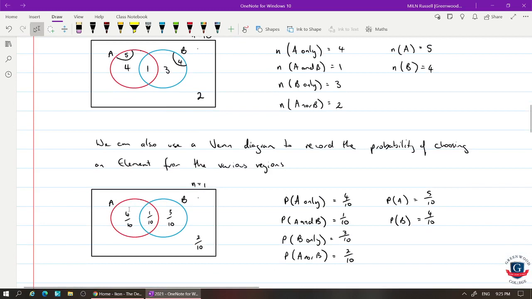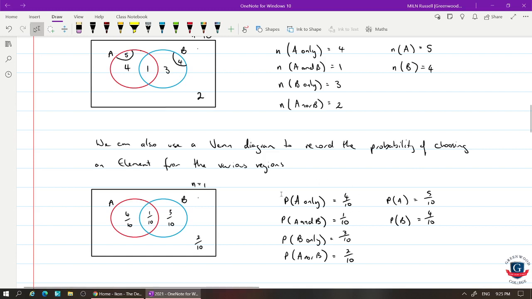The probability of choosing an element from A only would be 4 elements out of 10. For the intersection would be 1 element out of 10. For the B only segment, it would be 3 elements out of 10. And for none of the above, it would be 2 elements out of 10. And if I add these fractions up, they're going to add up to 1, just like a normal probability set would, because it counts all possible cases.